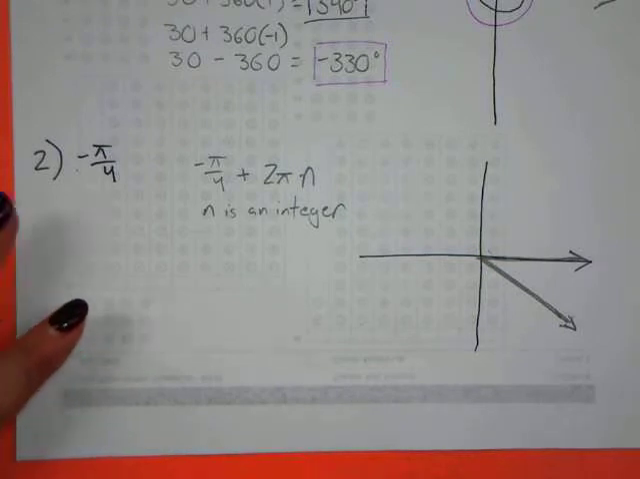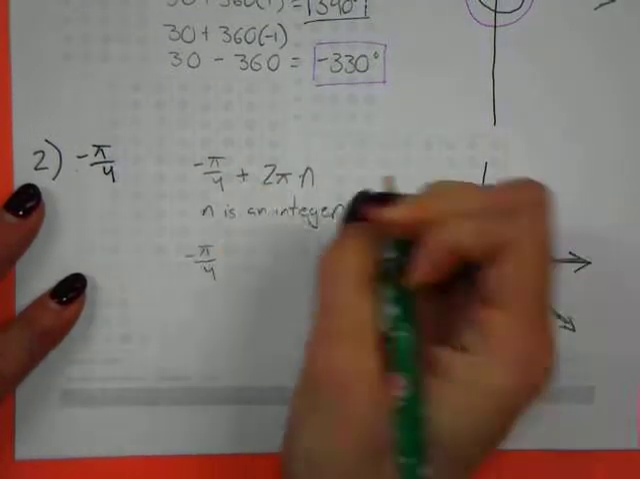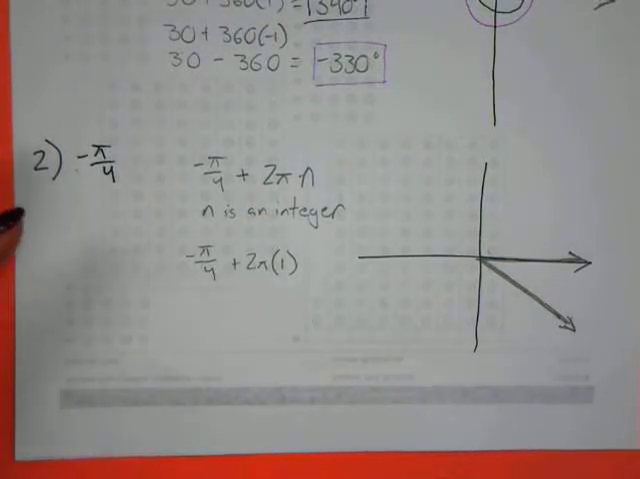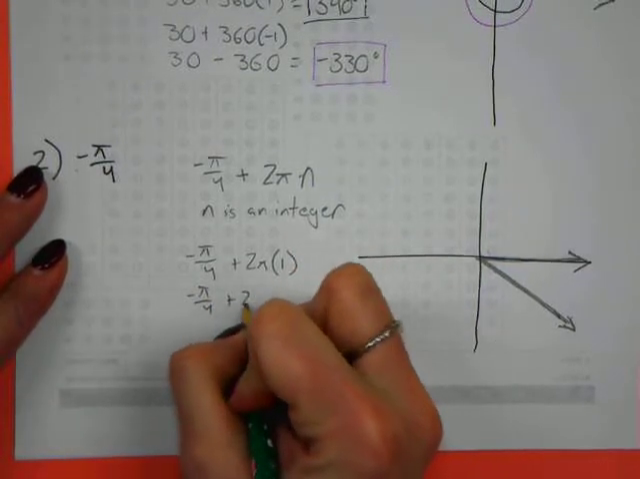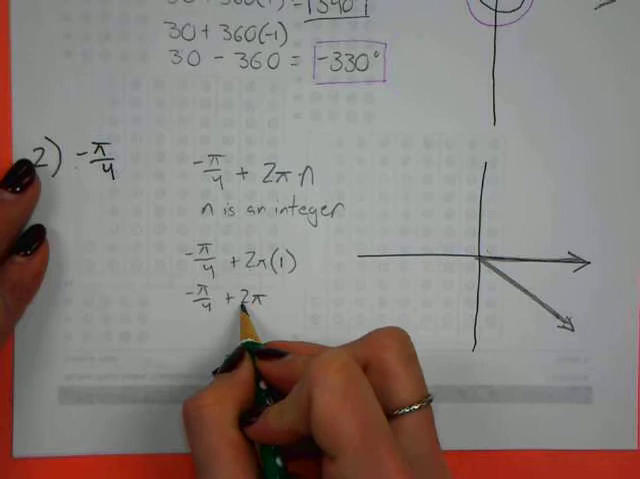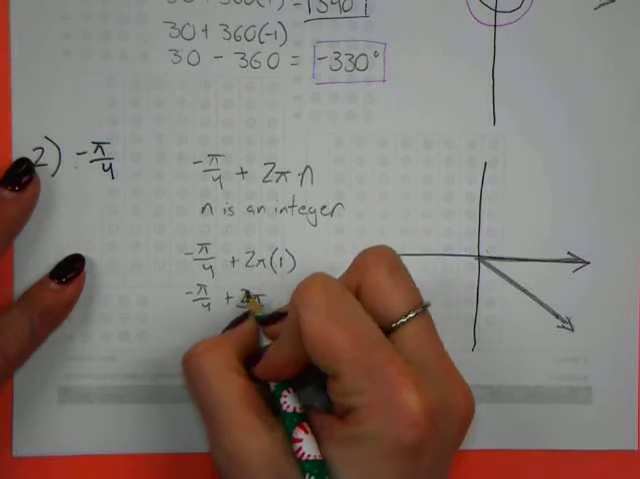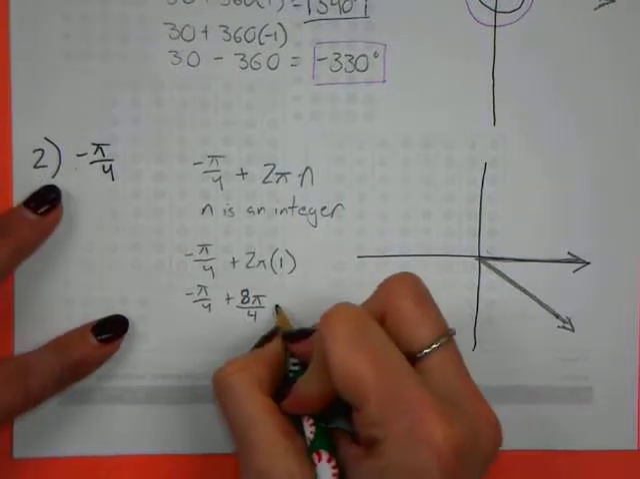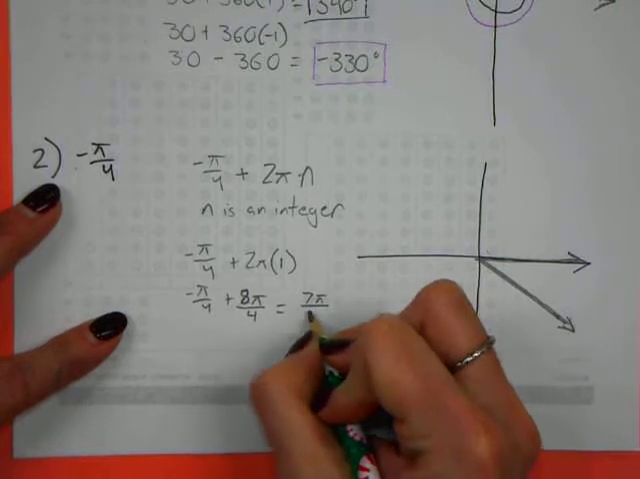Let's find a positive and negative coterminal angle. To find a positive one, I could take negative pi over 4 and I could add 2 pi times a positive 1. Again, I don't have to use 1, but I'm just choosing a positive number that's easy to add here. So I'd have negative pi over 4 plus 2 pi. If I want to find a common denominator here, I could multiply this by 4 on the top and the bottom. So if I multiply times 4 on the bottom, I get 4. If I multiply 2 times 4 on the top, I could change this to an 8. 8 pi over 4 is the same thing as 2 pi. And negative 1 pi over 4 plus 8 pi over 4 would be 7 pi over 4.